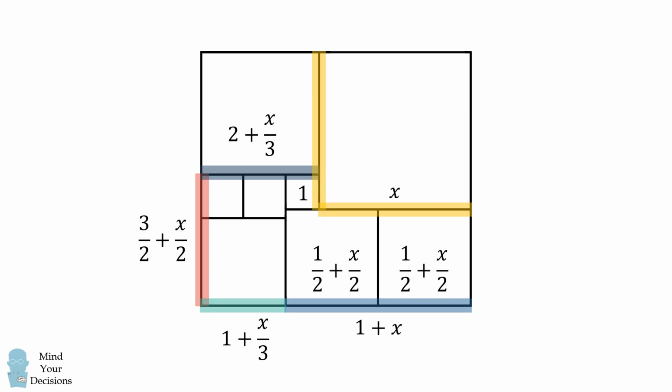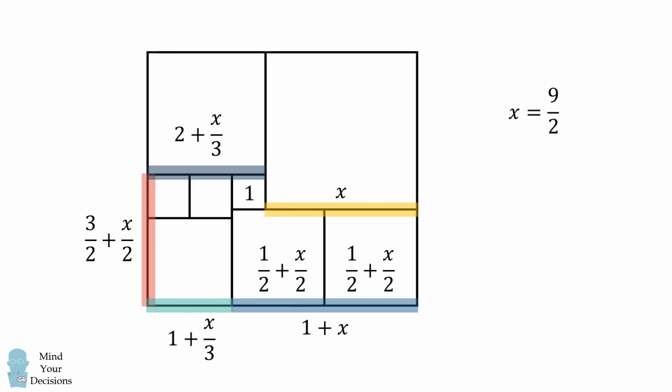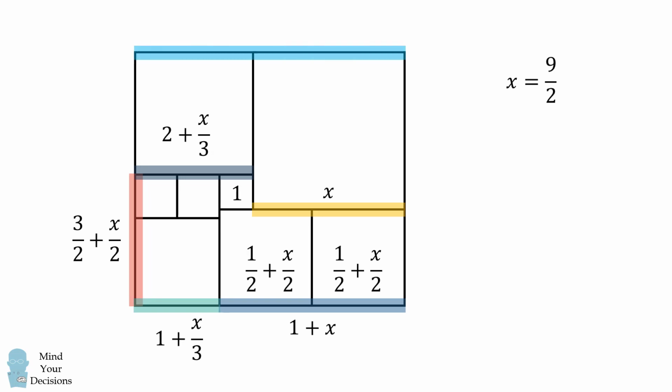Now again, we want to compute the side length of this large square. We already know it's equal to x, but we also know that it will be equal to the side length of the top square plus 1. So it's also equal to 3 plus x over 3. We can then solve this equation for x. We get 2 over 3 multiplied by x is equal to 3, which means x is equal to 9 over 2. From here, we'll compute the side lengths of the large rectangle.